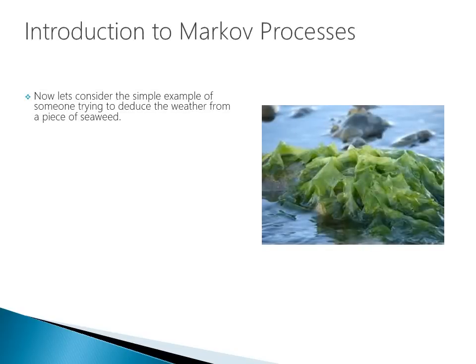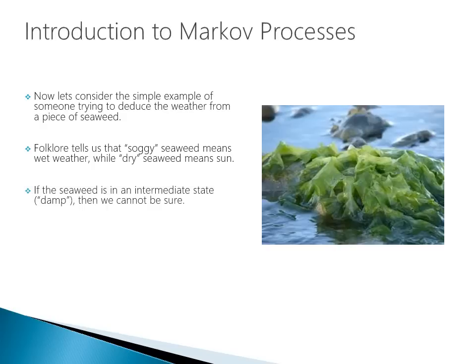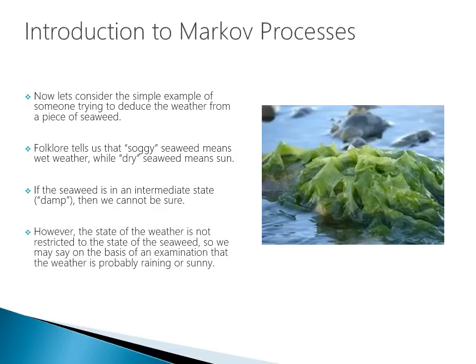Now let's consider the simple example of someone trying to deduce the weather from a piece of seaweed. Folklore tells us that soggy seaweed means wet weather, while dry seaweed means sun. If the seaweed is in an intermediate state, damp, well, then we can't be sure. However, the state of the weather is not restricted to the state of the seaweed, so we may say on the basis of an examination that the weather is probably raining or sunny.